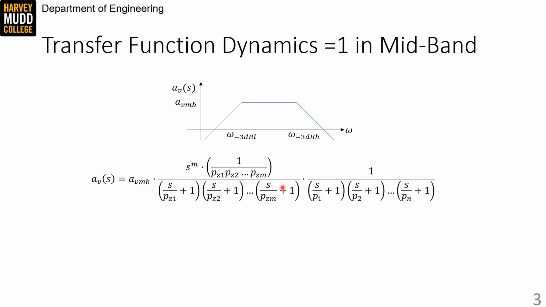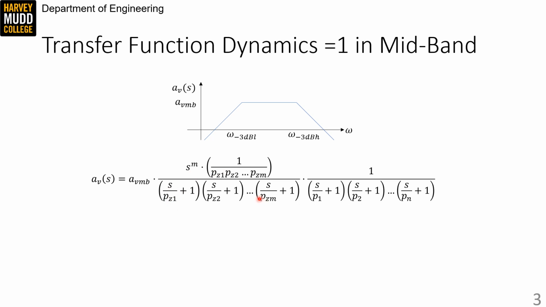We have this big product of 1 over pz1 to pzm in the numerator in order to make sure that this term is 1 in the midband, because as s over pz1, for instance, gets bigger than 1, s will cancel with one of the s to the m's, but we need the pz1 to cancel with something for the whole thing to be equal to 1.